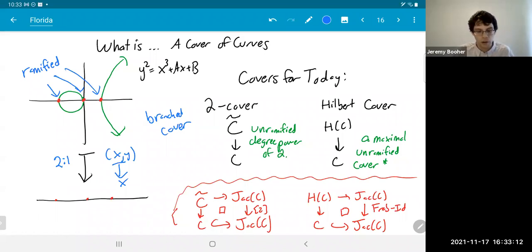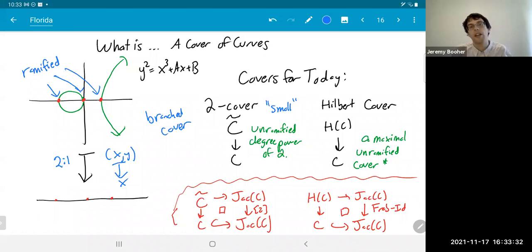And so today I want to focus on 2 different covers that are really nice. The first one I'm going to call the 2 cover. There's a more precise definition down in red if you know geometric class field theory, but you should think of the 2 covers as being sort of small. It's an unramified cover whose degree is a power of 2.